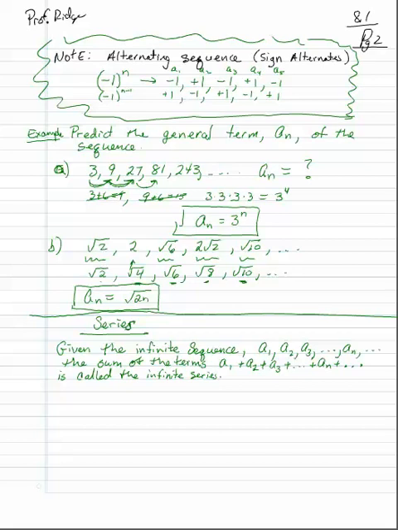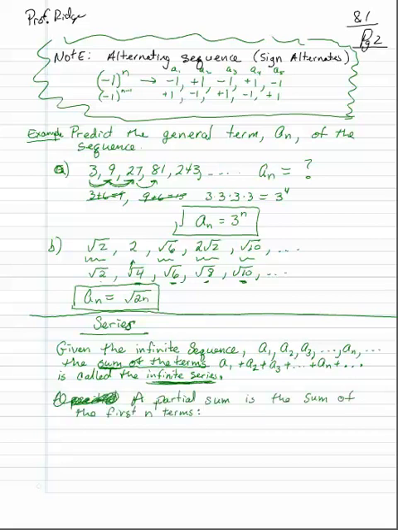Okay, so on to series. Given the infinite sequence, a sub 1, a sub 2, a sub 3, so on, a sub n, so on. So basically you're just given the infinite sequence. If we take the sum of the terms, so that's the key thing, the sum of the terms, a1 plus a2 plus a3 plus dot dot dot plus a sub n plus dot dot dot. So if you add them all up, that's what's called an infinite series. So an infinite series is a sum of all the terms of an infinite sequence. Nothing fancy there. We're just giving a name for, if we take all the terms of a sequence, add them together, that is called a series.